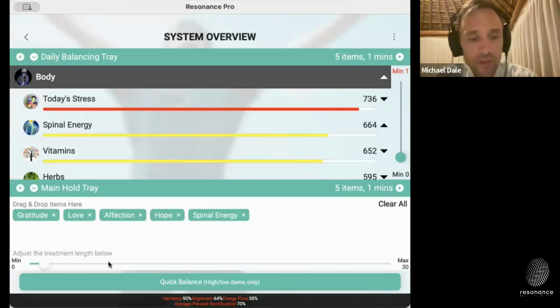Right, so now we're going to go into the main hold tray and we're going to do our quick balance. What I'd be asking my client to do is specifically focus on gratitude, love, affection, and hope on that part of their spine. I've talked to them about the gifts that they've received from this pain.